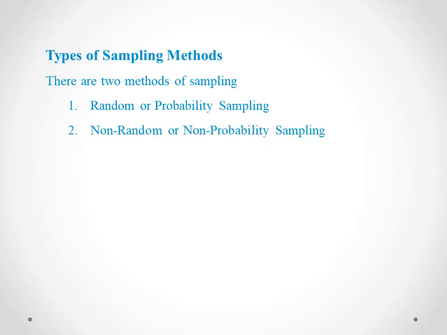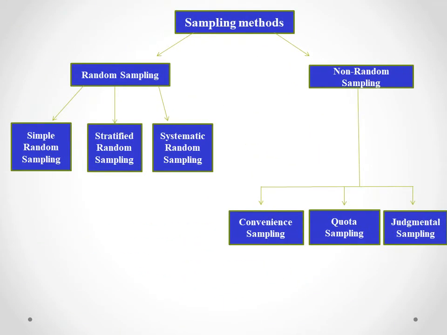Types of sampling methods. There are two methods of sampling. One is the random or probability sampling. Another one is the non-random or non-probability sampling. The random sampling is further divided into simple random sampling, stratified random sampling, and systematic random sampling. The non-random sampling is further divided into convenience sampling, quota sampling, and judgmental sampling.